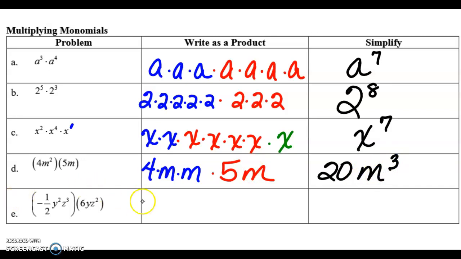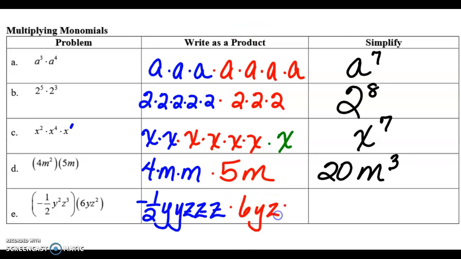And then finally we have negative 1/2 y, z, z. And then it's being multiplied by 6y, z. So again, these are coefficients. Negative 1/2 times 6 is 3, like it always is. We're just multiplying. I have y times y times y. A better way to write that would be y cubed. I have z times z times z times z times z. I have 5 z's in all.